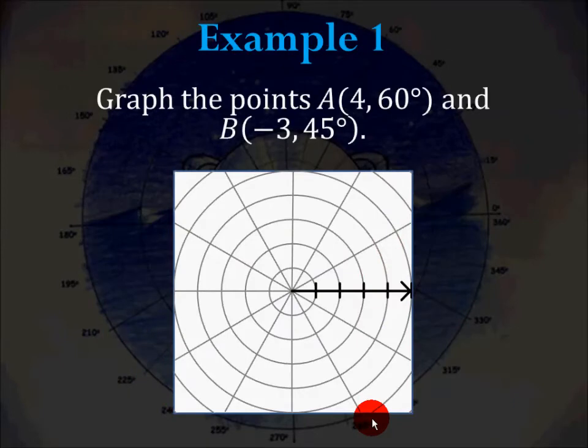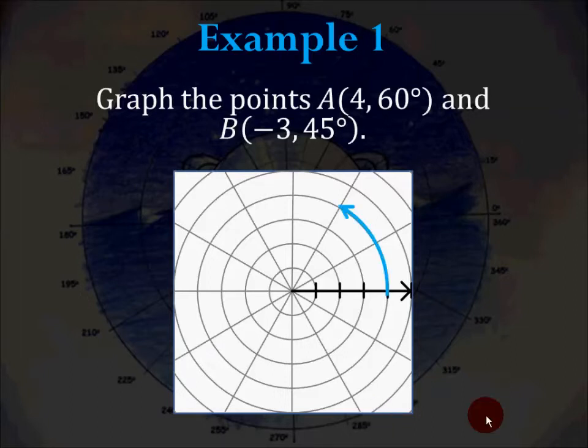So let's take a look at example 1. Let's graph the points A at (4, 60 degrees) and B at (-3, 45 degrees). So why don't you give those a shot? There is some graph paper on your paper, so check your answers after pausing the video and putting your answer on the paper. Alright, so let's take a look at how this works.